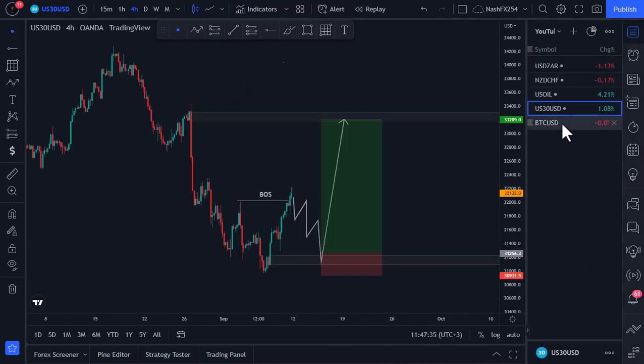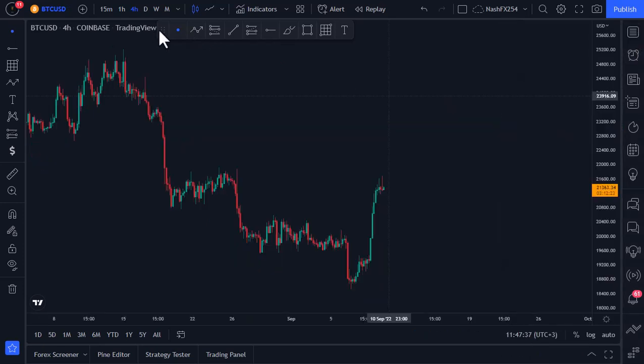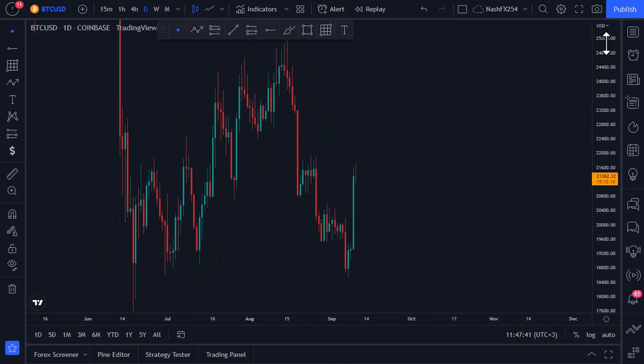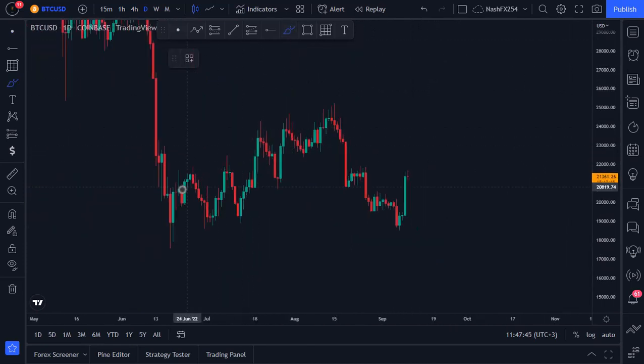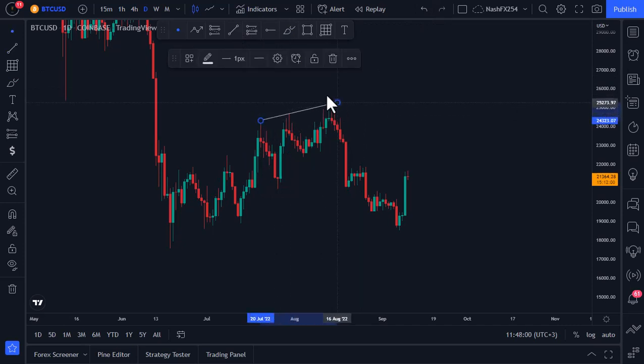Lastly, it's Bitcoin. You can see with Bitcoin, it has been moving the same as the indices. You can see we had this corrective move over here, which was a nice indication for this drop, the downside. But you can see this drop was aggressive. It didn't give us a correction for an entry over there, so we didn't get any entry on that.